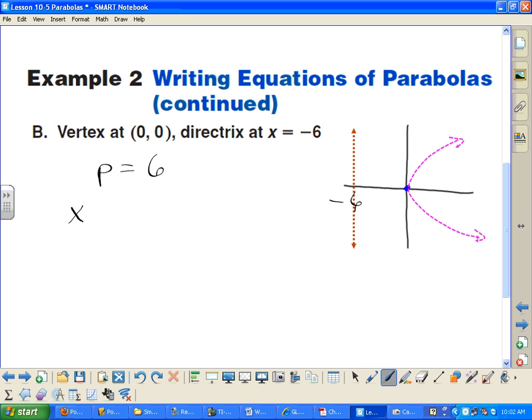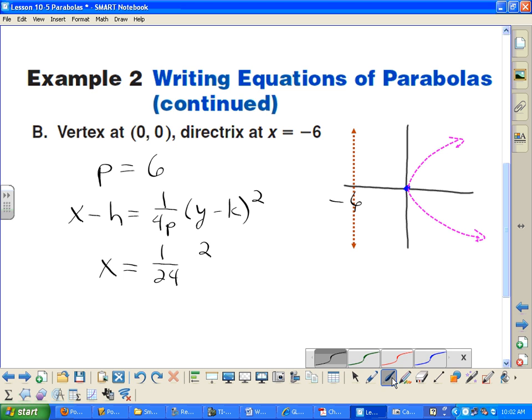So in this case, we're going to use x minus h equals 1 over 4p times y minus k squared. So we get x equals, and p is 6, so 4 times 6 is 24. So x equals 1 over 24 y squared.